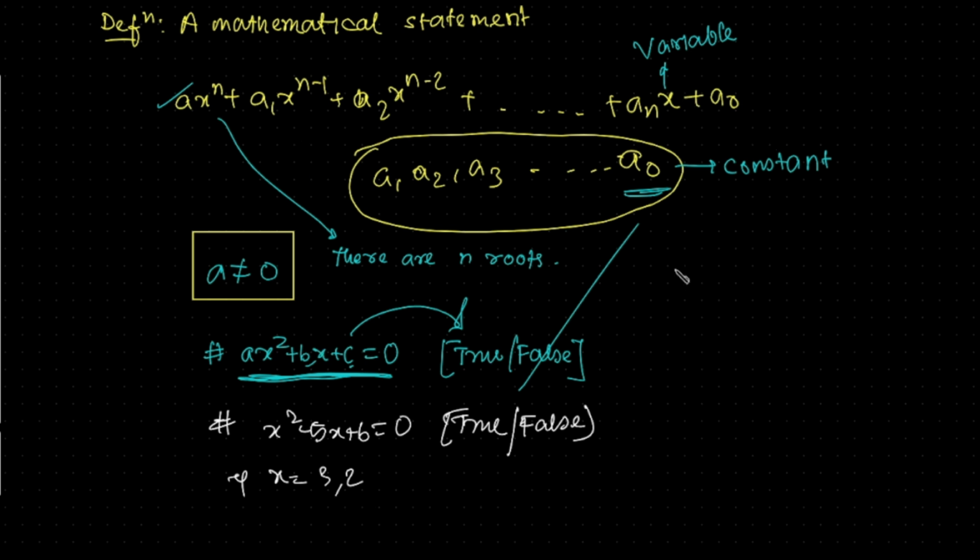x is a variable. All these terms are constants: 1, 5, minus 5, 6. And a not equal to 0, is it satisfied here? Yes, of course. 1 is not equal to 0. Here it is 1 only, 1 into x square. Therefore, this statement is true.